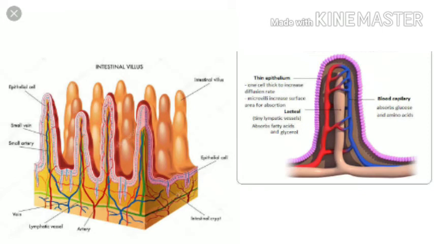This villus is covered by a single layer of cells. So what is the benefit of having a single layer of cells? Because this arrangement helps the villus to easily absorb all the nutrients from the digested food. Suppose if they had two or three layers of covering, the absorption would be much more difficult. So if it has a single layer of covering, it will be easy for the villus to absorb all the nutrients from the digested food.